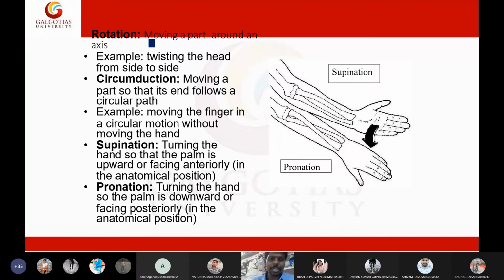Then supination and pronation, you already know. Supine position means keeping the palm like this, whereas keeping the palm backward like this is called pronation. Supine position and prone position we studied in the starting. So supination means moving the palm towards the up like this, whereas pronation means backside like this. This is called pronation.